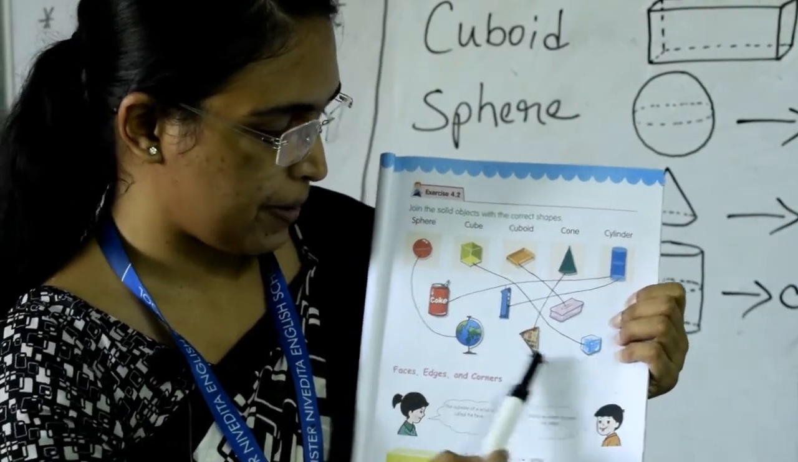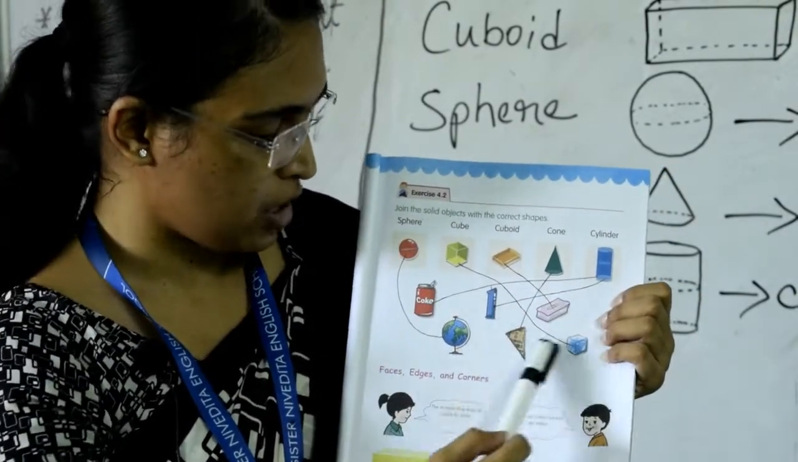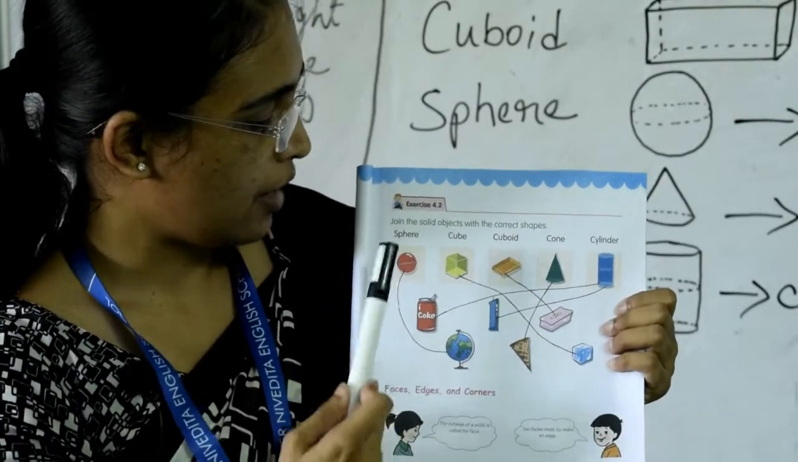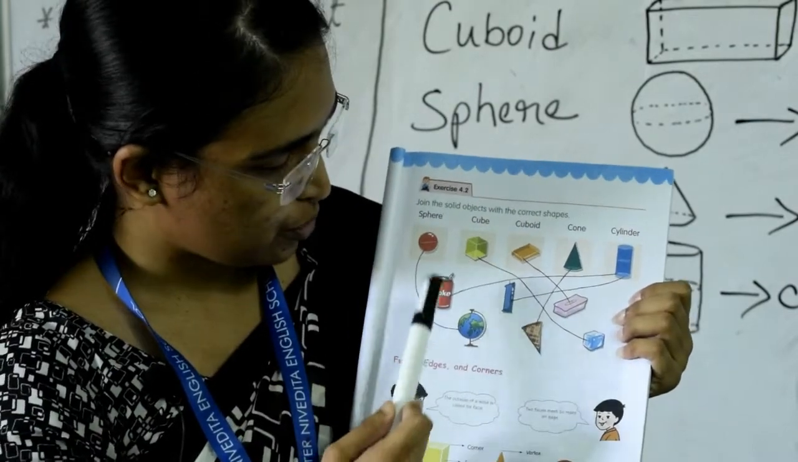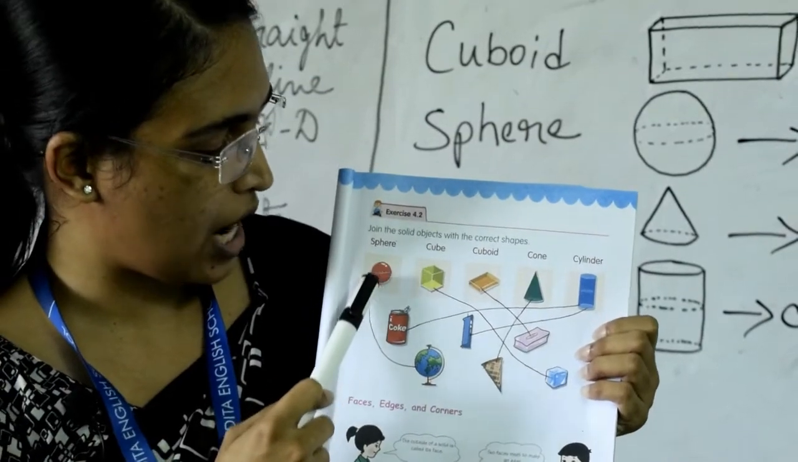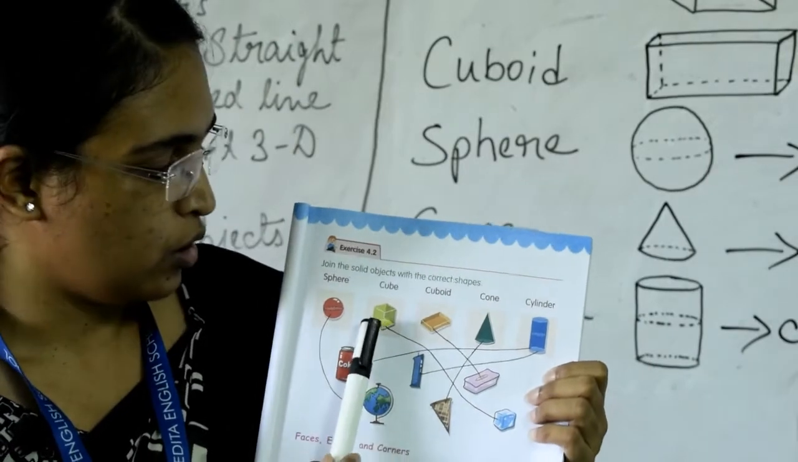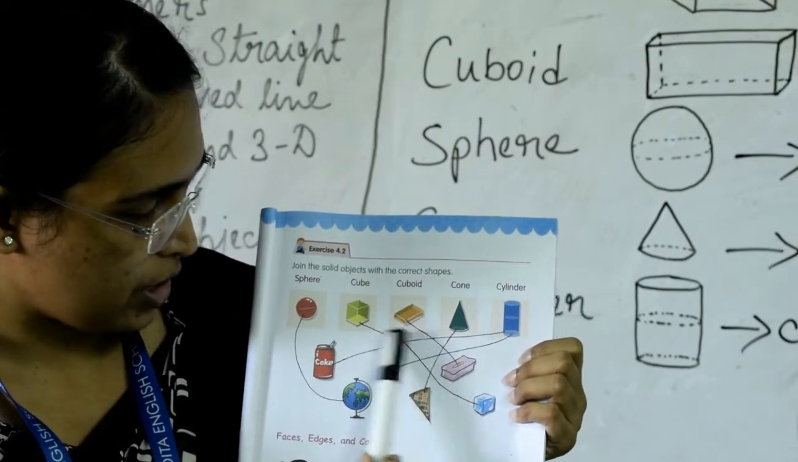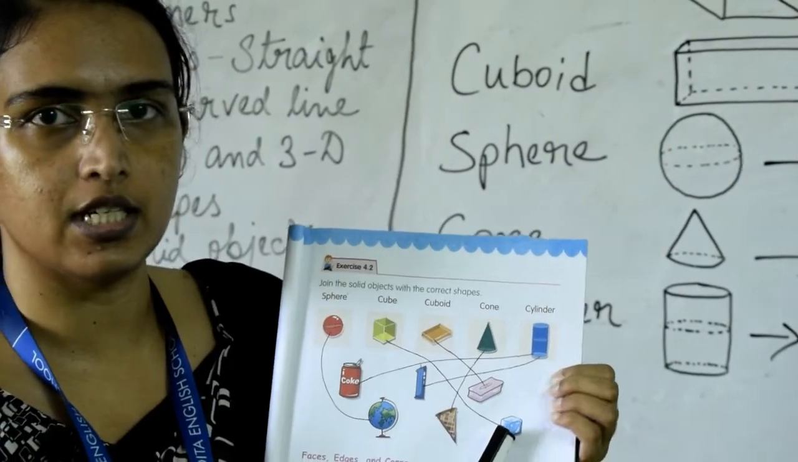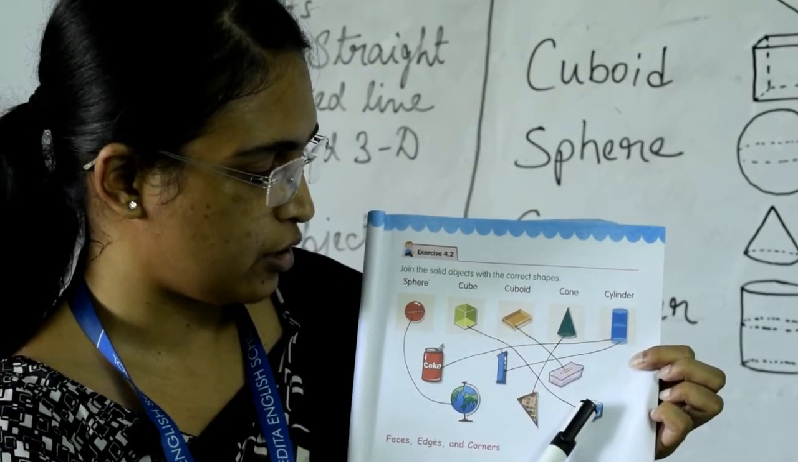So here are some examples of these solid shapes. You have to find out which will match with each other. Like first one is sphere. Which one looks like a sphere? Yes, the globe. So you have to draw a line from sphere to globe. Then next one is cube, which looks like a cube among these pictures. This is an ice cube. So it looks like a cube. So draw a line from here to here.